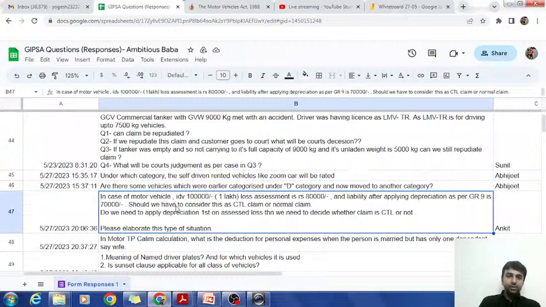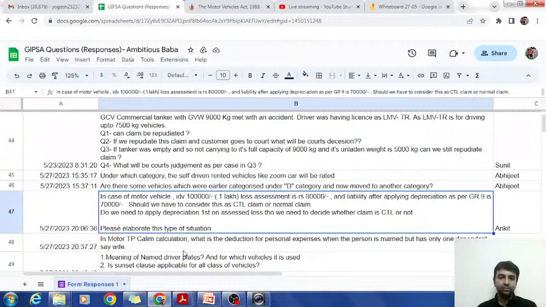Next, in the case of a motor vehicle, IDV is 1 lakh rupees, loss assessment is 80,000 and liability after applying depreciation as per GN9 is 70,000 rupees. Should we consider this as a CTL claim or a normal claim? If you remember what we discussed on day 2, the insurer's liability should exceed 75%. In your question it is 70,000 rupees and IDV is 1 lakh, so it is 70%, not exceeding, then it is a normal claim, not a CTL. You have to deduct the depreciation also to calculate the insurance company's liability.